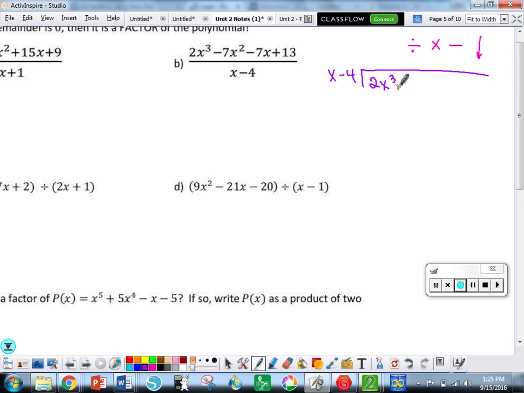2x cubed minus 7x squared minus 7x plus 13, right? So far, so good? Okay, here we go. Now I'm only looking at this term and that term, right? Is that okay? The very first step is to divide. Now you don't have to write this part down, but this is what's going on.